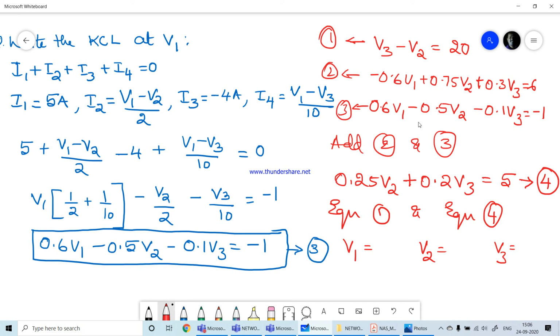So I hope V1 you get minus 9.44 volts. And V2 we get as 2.226, and V3 we get 22.226.